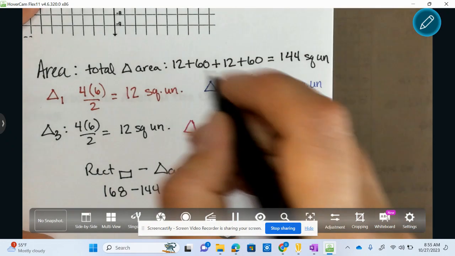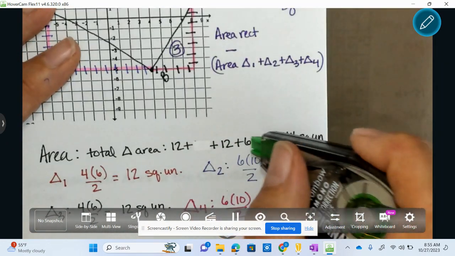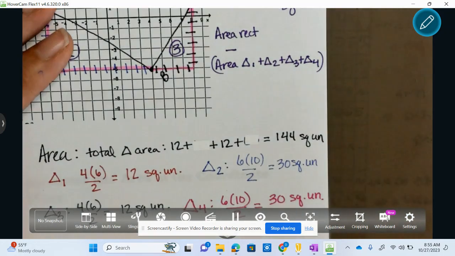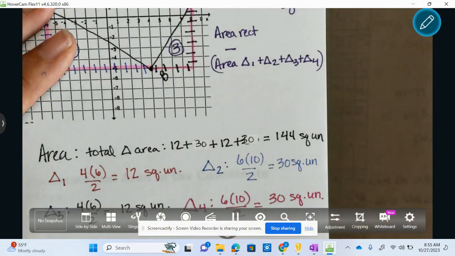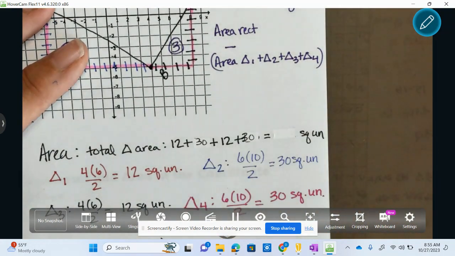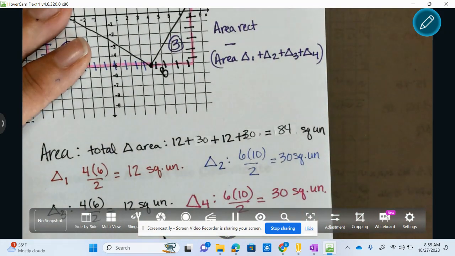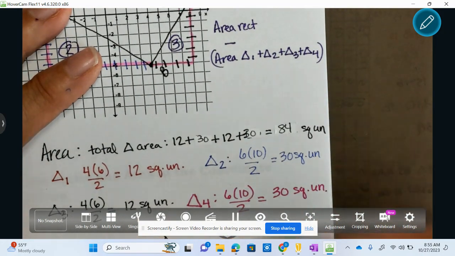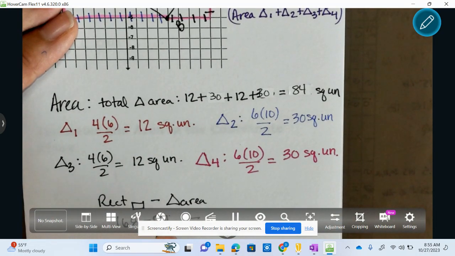Kian, I see what you're saying. These aren't 60, these are 30. Thank you, Kian. You should have just shouted at me. Yo, lady, those are 30, not 60. I would have been okay with that. 30, 60, 72, 84. Is that what you're trying to tell me? Okay. You can shout at the rooftops. So 168 minus 84.